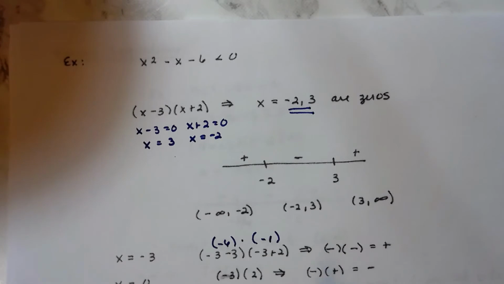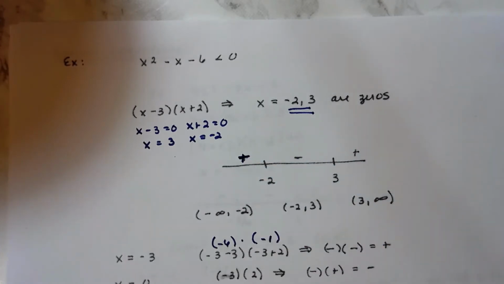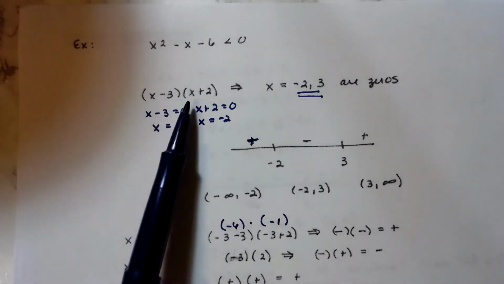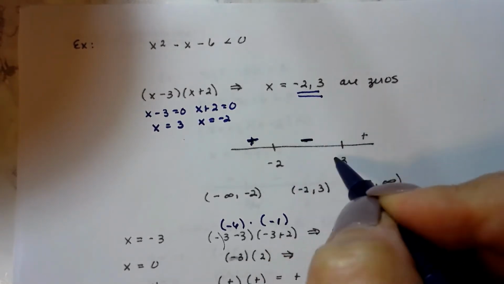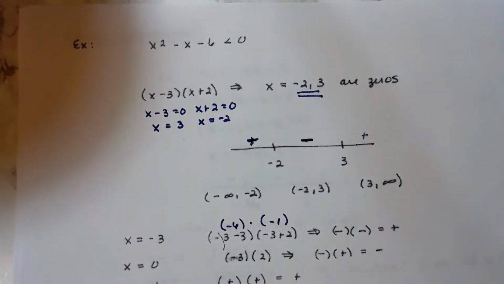So what I know is that no matter what value I choose from negative infinity all the way to negative 2, if I plug it into that polynomial, it's going to give me a positive result. So I put a little plus sign there. Now I'm going to do the same thing with the 0. If I plug the 0 in for each x in this binomial, I'm going to have 0 minus 3, which is negative 3, and 0 plus 2, which is 2. A negative times a positive gives me a negative. So I know that between negative 2 and 3, no matter what numbers I choose, if I plug it into my polynomial, I'm going to get a negative number. I don't care what the number is, I just need to know is it positive or negative.